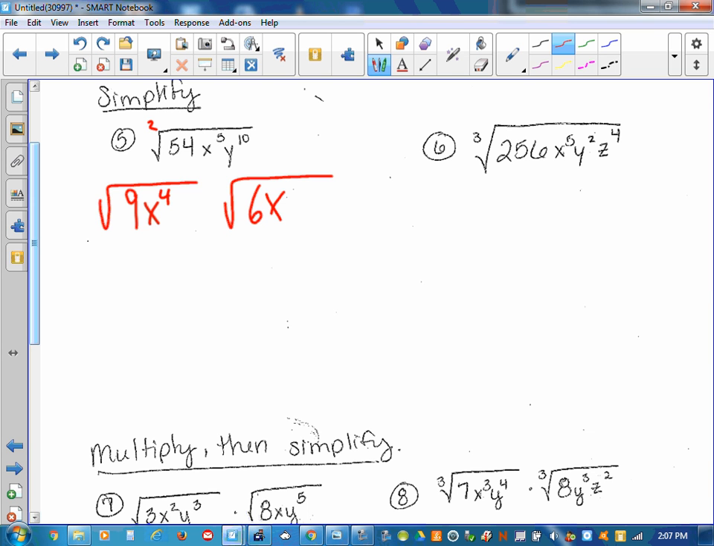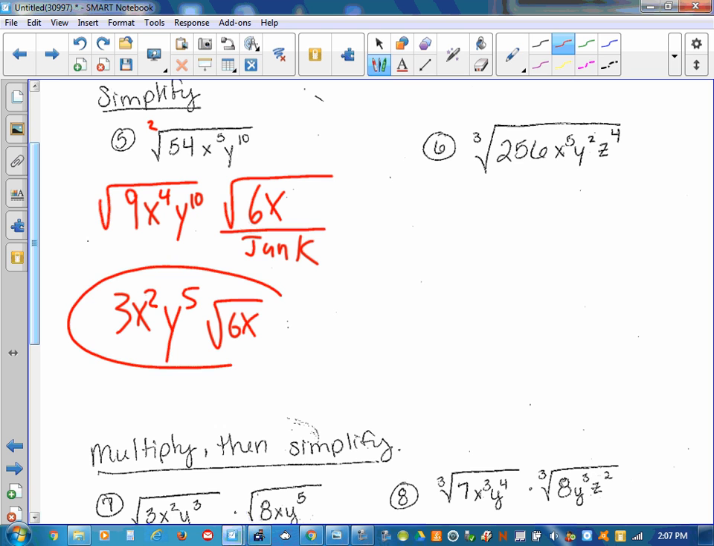2 does divide into 10, so it's y to the 10th is a perfect square. So the perfect squares are in the front, and the square root of 6x is the junk in the back. Junk. Can't take the square root of that. So my final answer is 3x squared y to the 5th, and then times the square root of 6x. This is the same problem. We sort it into what we can take the cube root of and not take the cube root of. And that's where it's different, because we're taking out perfect cubes instead of perfect squares.